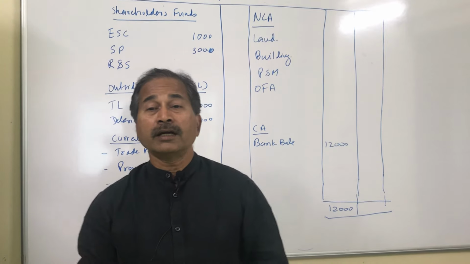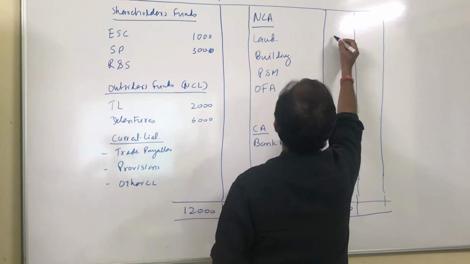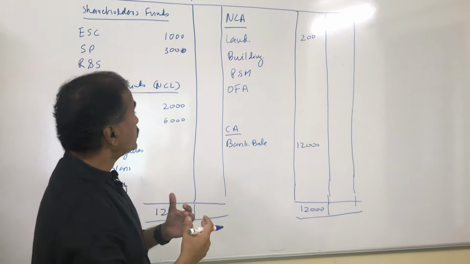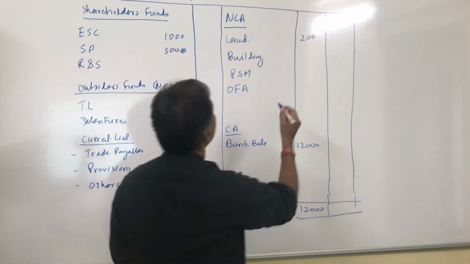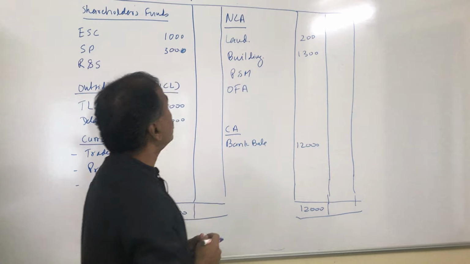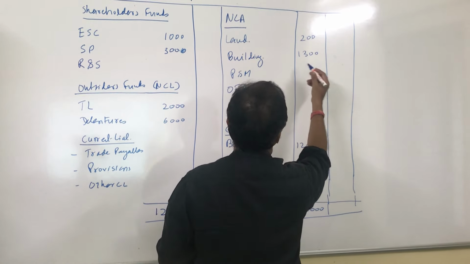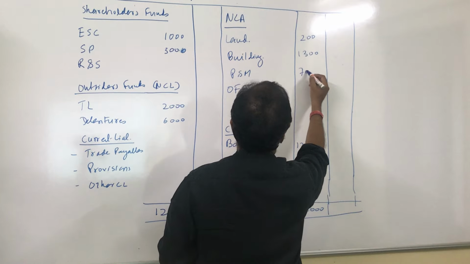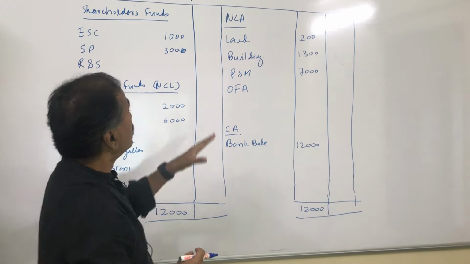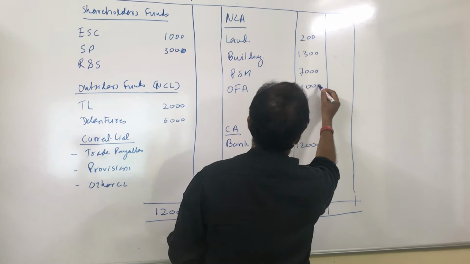अब आप क्या करेंगे, आपने लैंड परचेज करी. Let's say you bought the land for 200 crore, right? And let's say you built a building on it for 1,300 crore. Let's say you built plant and machinery worth let's say 7,000 crore, right? And you built other fixed assets, let's say of 1,000 crore.